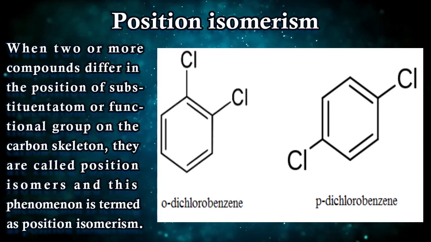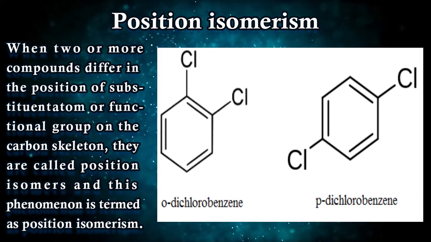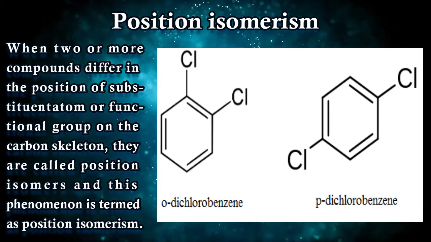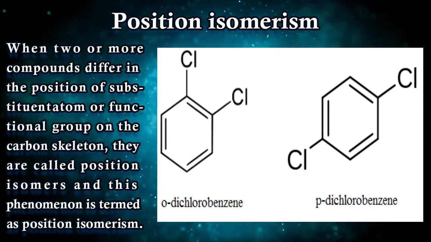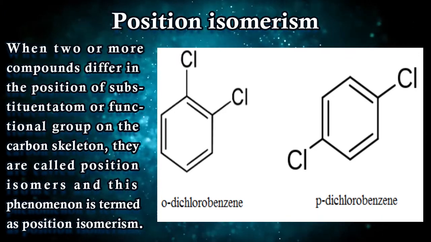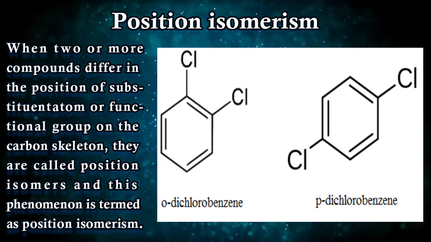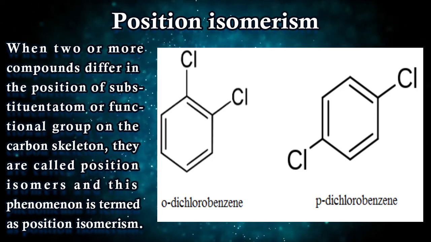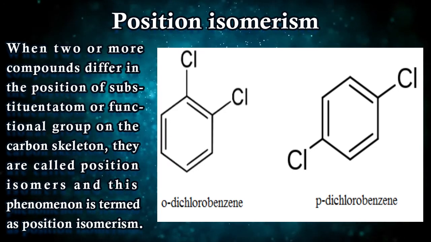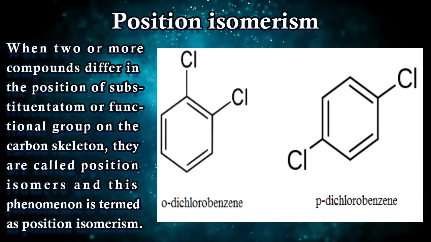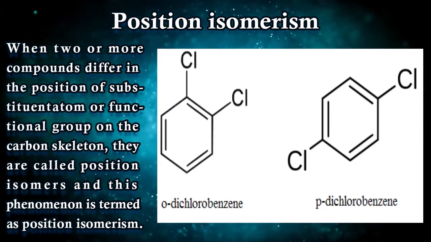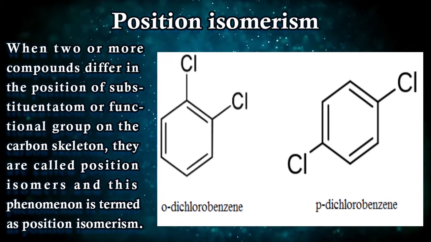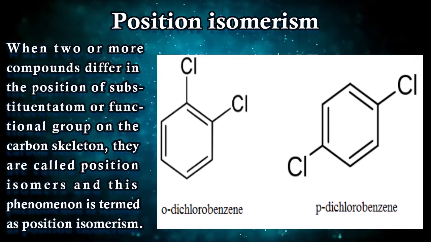Because the formula of benzene is C6H6, right? So the formula of dichlorobenzene is C6H6Cl2, right? If you check whether both have the same formula, you will say yes, both have the same formula, but in the first one the chloro group is in the ortho position and the second one is in the para position, okay? Now when 2 or more compounds differ in the position of substituent atoms, here this substituent atom is nothing but chlorine, okay, or a functional group. It can be a functional group also, it can be CHO, it can be OH also, right? In the carbon skeleton, then they are called position isomers and this phenomenon is called position isomerism, okay? So 2 types of structural isomerism are already over. The first one was chain isomerism and the second one was position isomerism, okay?